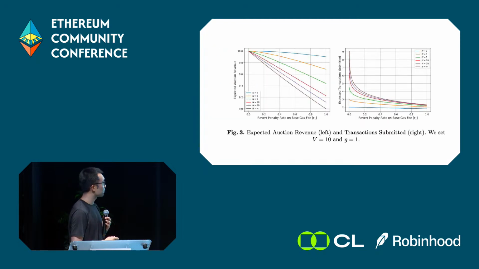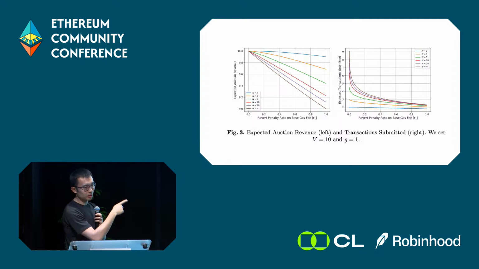Okay, results. So I want you to first only stare at the left graph. The x-axis is R1, the fraction of the base fee you have to pay if you revert. It goes from 0 to 1, so from you don't have to pay any base fee to you have to pay the full base fee. And the y-axis is the expected auction revenue.